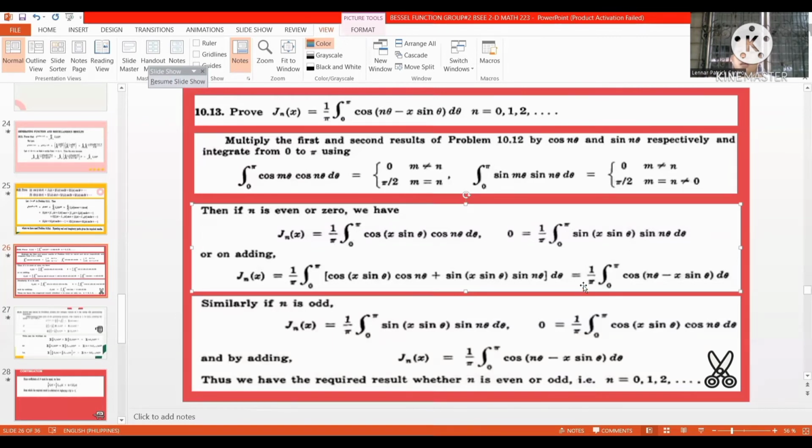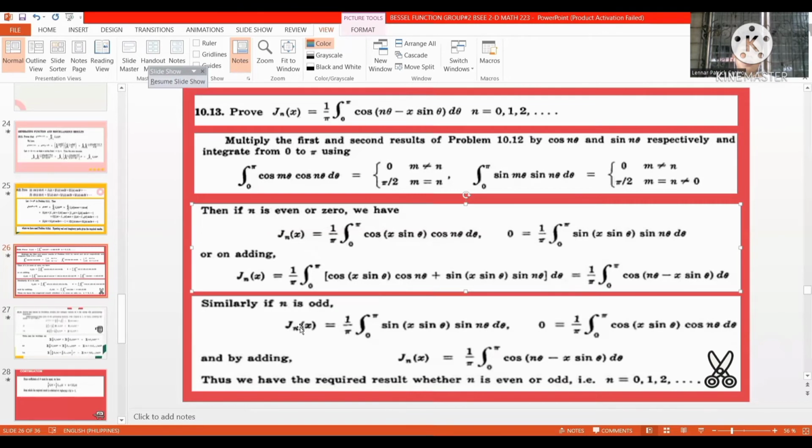This is the result of these equations: 1/π times the integral from 0 to π of cos(nθ − x sin θ) dθ. Similarly, if n is odd.